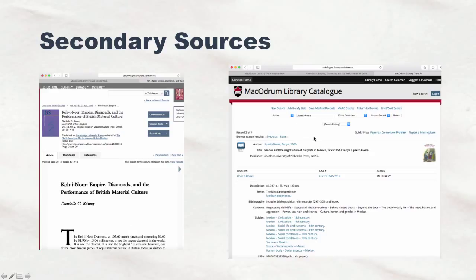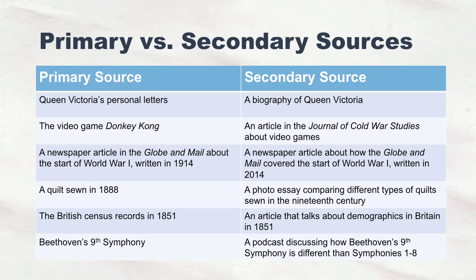Here I found an academic monograph, or an academic book, Gender in the Negotiation of Daily Life in Mexico, 1750 to 1856, by Sonia Lipset Rivera. Professor Lipset Rivera will be talking to us in a subsequent unit in the course, and this is one of her monographs.